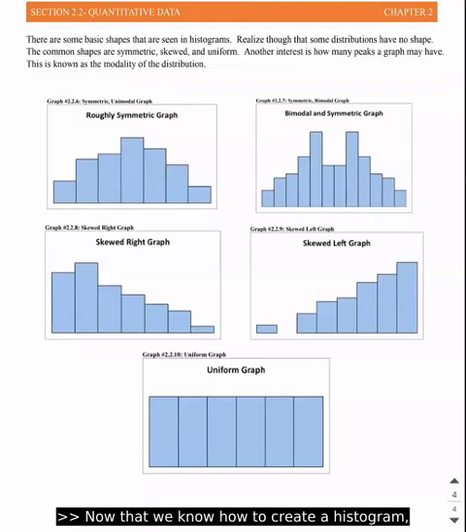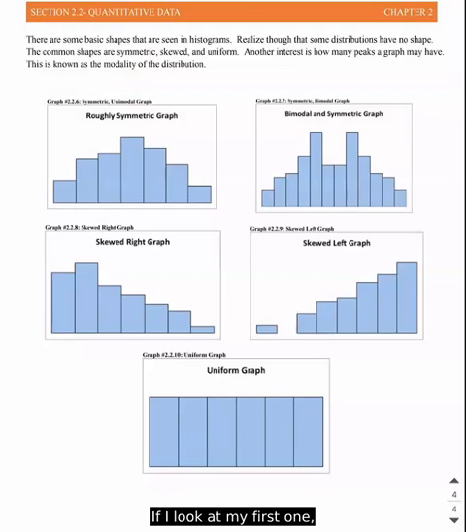So now that we know how to create a histogram and how to create a frequency distribution table, the last thing we're going to talk about is some basic shapes that are seen in histograms. Some distributions have no shape, but the common shapes are symmetric, skewed, and uniform. Another interest is how many peaks a graph may have. This is known as the modality of the distribution.